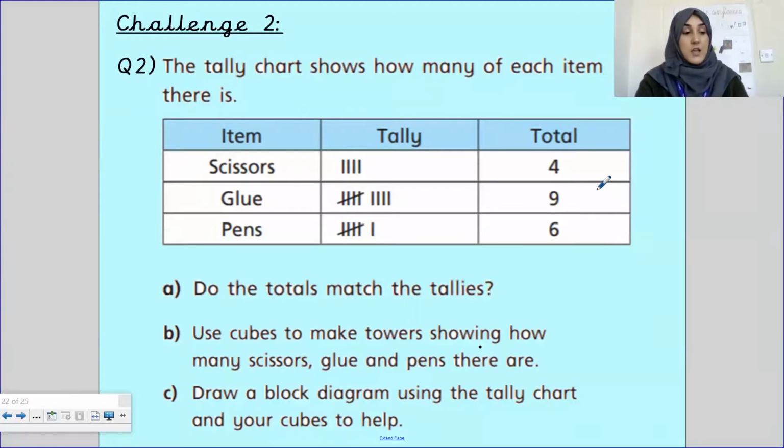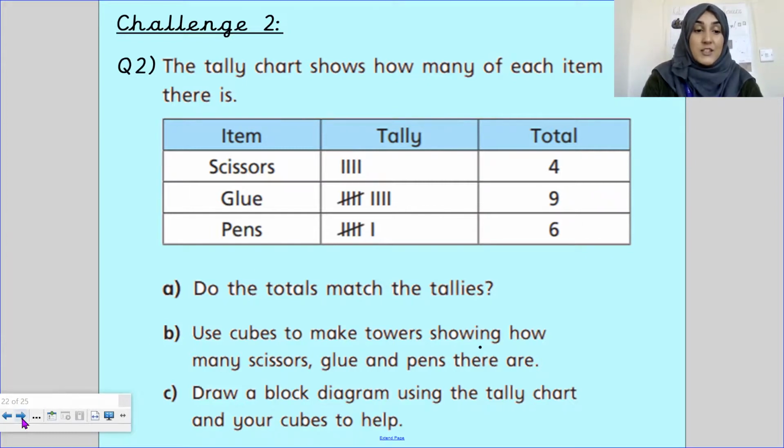If you do not have Lego at home, then please feel free to just draw the blocks, okay? You are more than welcome to just draw the blocks instead of using actual towers. Or you could use something else. It doesn't have to be a block. It could be something else like shoe boxes, for example. You could add those together. Okie dokie. And then last one, it says draw a block diagram using the tally chart and your cubes to help. So you need to draw a block diagram using this information from the tally chart.